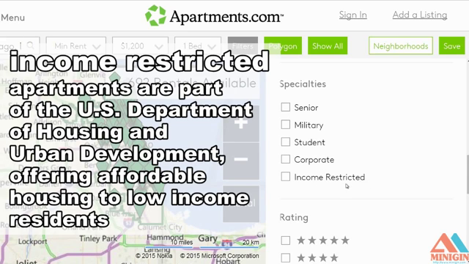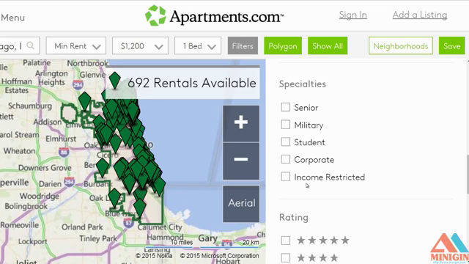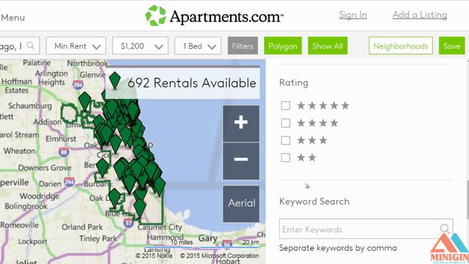Income restricted. Income restricted means that you are under the poverty level. So there's a certain level, both in state or nationally, that if you make less money every year than that poverty level, that number that they give, then you qualify to live in income restricted housing. That just means that the government provides the housing for a cheaper price to people who are considered to be poor.